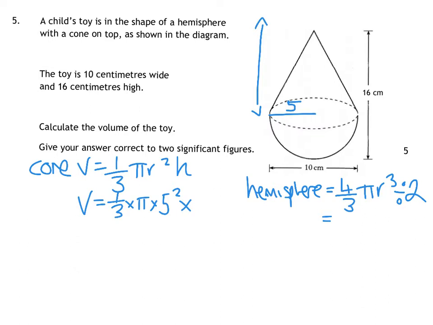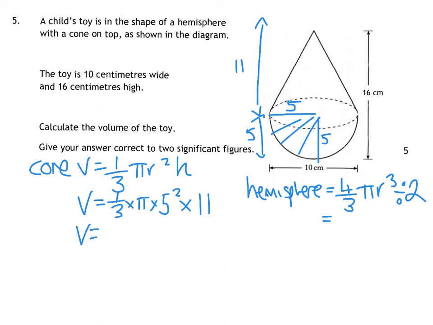Now, if we said the radius was 5, that means that's 5, that's 5, that's 5, that's 5 as well. So that means from there to there is 5, making the height of the cone 11, because 5 plus 11 is 16. So the height of the cone is 11, and I suspect that that's where a lot of people are going to go wrong in that one.